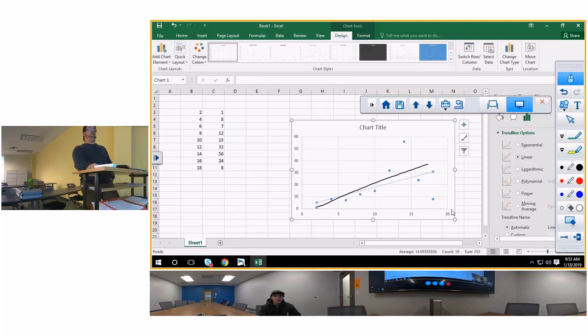Look there. I'm close. And now, this is the best part. I can go over here and I can display equation. And there's the equation for my trend line.